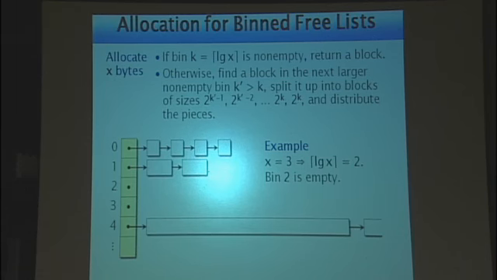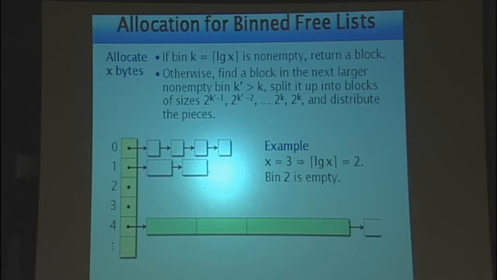Otherwise, suppose that that bin is empty. There's nothing in that bin at this time. Well, then what you do is you start looking to find a block in the next larger non-empty bin, and you split it up. So for example, suppose that the request is X equals 3. I have to look in bin 2, which is blocks of size 4. Uh-oh, bin 2 is empty. So I start going down, looking in the next bin. Oops, that's empty too. And then finally, I get to one where there is a block in it.